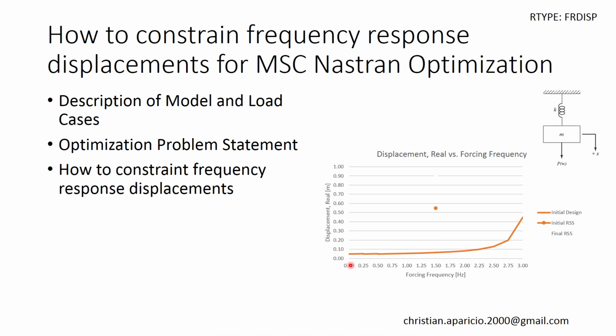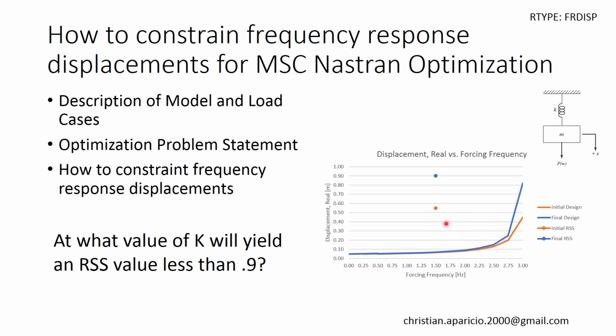Here on the right is my frequency response results. So here at various force and frequencies, I have the displacement plotted for me. My goal is to constrain the RSS value, or the root of sum of squares value, so that I achieve the following. I'm looking for a value of the stiffness, or K, that will yield a higher RSS value that is no more than 0.9. So here the design constraint is imposed on the RSS value, where it's not allowed to go beyond 0.9.